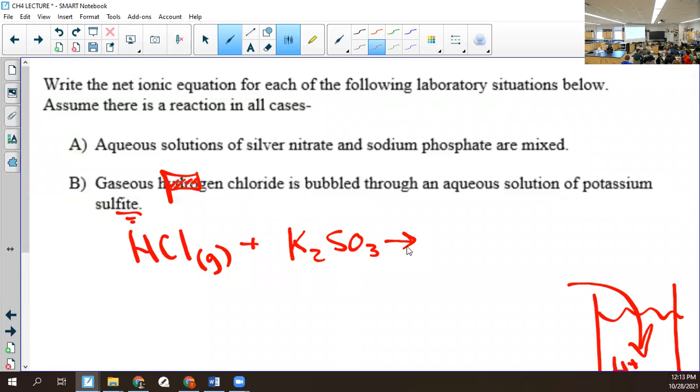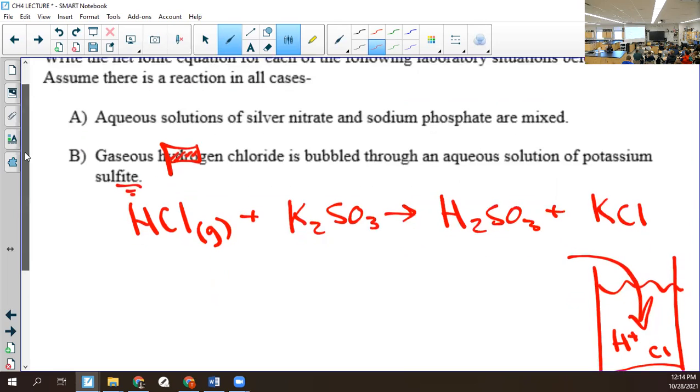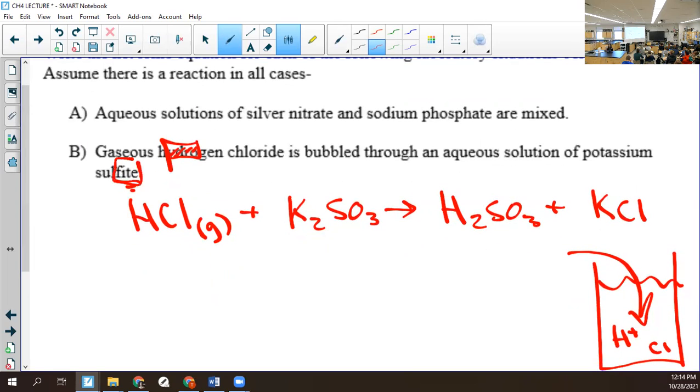So you would think it would just be H2SO3 and KCl, correct? But it's not. Thank you, whoever said that over here. That was perfect. But it's not, because sulfite makes a salt. Here's our salt, right? And it takes water, or makes water, and it makes sulfur dioxide gas.